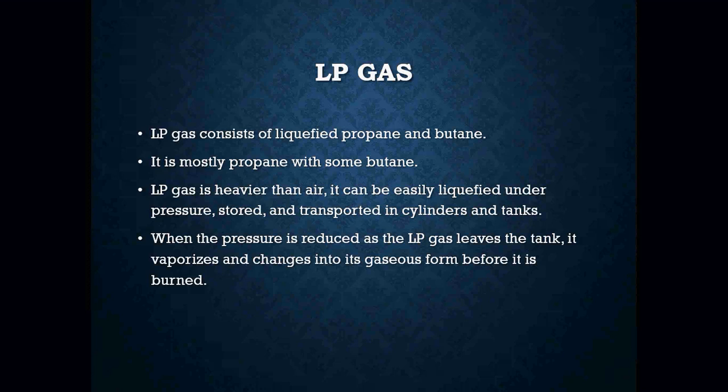LP gas consists of liquefied propane and butane. It is mostly propane with some butane. LP gas is heavier than air, and it can be easily liquefied under pressure, stored and transported in cylinders and tanks. And when the pressure is reduced as the LP gas leaves the tank, it vaporizes and changes into a gaseous form where it can be burned.